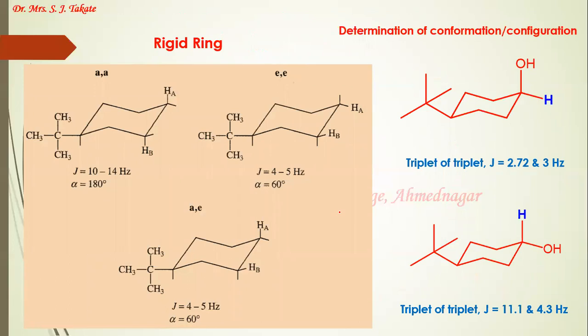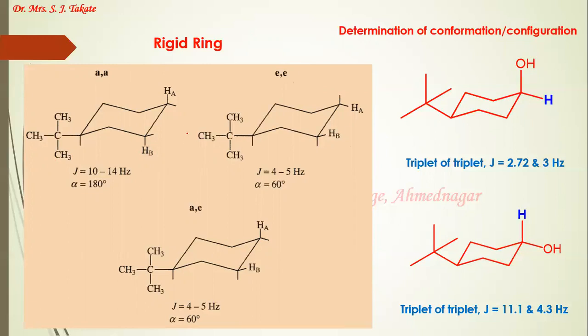This dihedral angle is very useful in case of rigid ring systems. It will help us to find out the conformation or configuration of a rigid ring system. For example, we'll have this example where tertiary butyl group is present on this cyclohexane ring system. Presence of tertiary butyl group makes it a rigid ring. Rigid means it cannot undergo flipping, because after flipping, tertiary butyl group will go at axial position, which is not energetically favorable. Therefore, conformation is locked and tertiary butyl group has to take the equatorial orientation.